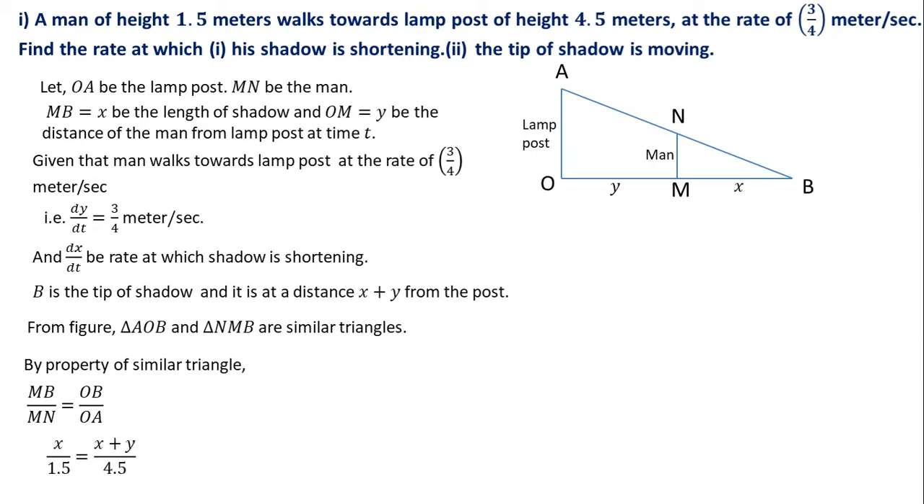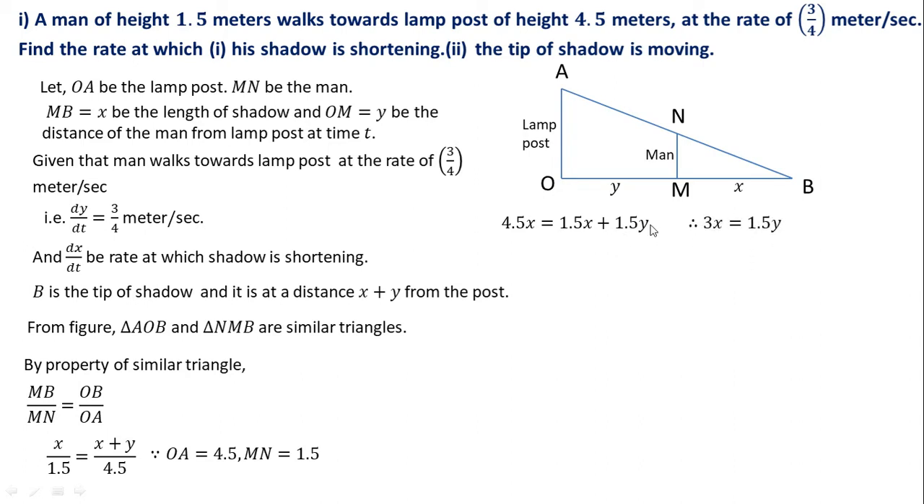So that's why as per the given, we know that MB is nothing but x divided by MN. MN means 1.5 because it is the height of the man, is equal to OB. See the figure, distance OB is x plus y divided by 4.5, which is OA, the length of the lamp post. Okay, now just you solve this. See here it is given. Now if you solve this equation, then we get 4.5x is equal to 1.5x plus 1.5y.